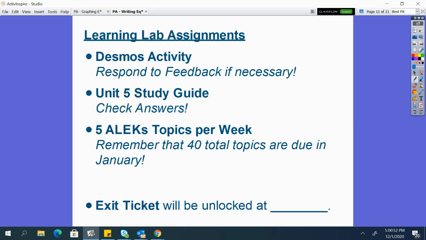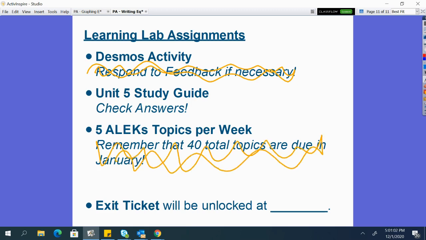So, learning lab activities. You have a Desmos activity, okay? Then you're going to do your study guide. Well, the exit ticket is on the study guide. So Desmos activity, do the study guide. It will already be unlocked. And then I would suggest working on your study guide and then do Alex.